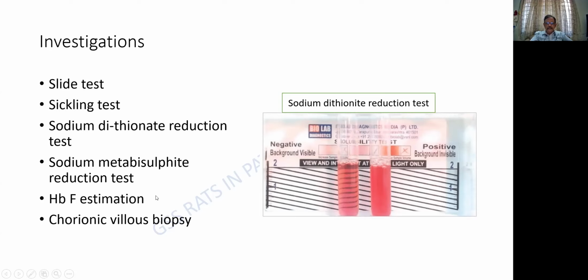Hemoglobin F estimation can be done in a case of electrophoresis because this is protective. Chorionic villus biopsy. Any congenital disorders, we can ask for a chorionic villus biopsy. Even Down syndrome is another example. So these are all the other investigations: hemoglobin estimation, peripheral smear findings, Vaseline test, other reduction test, hemoglobin F estimation, chorionic villus biopsy.